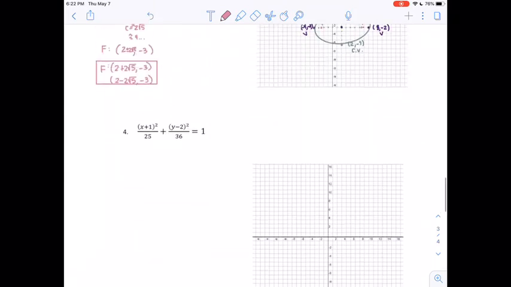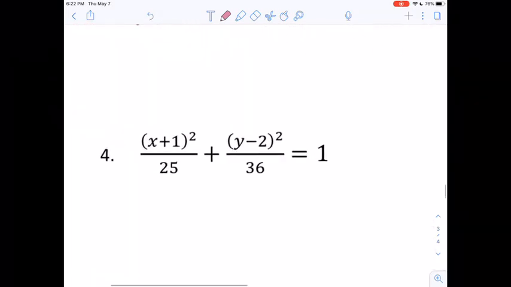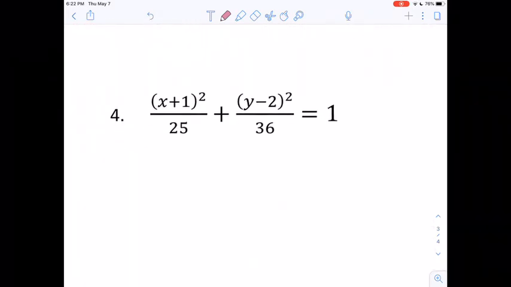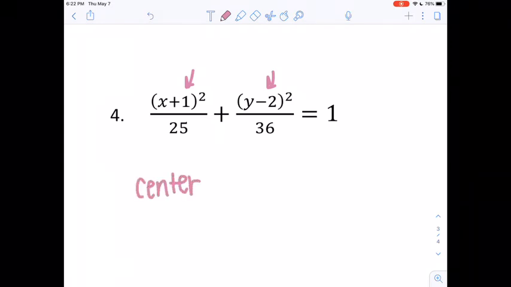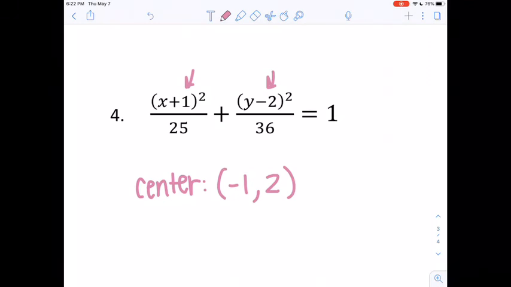Okay, and then finally, number 4. Again, I'm looking at what's inside of the parentheses of my x and my y to find my center. So my center is at -1, 2, again, opposite of what you would think. And notice that the bigger number is now underneath the y. So that's my a squared, and this is my b squared. So now a and b are switched.